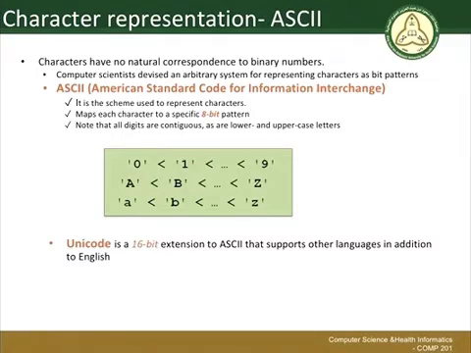Each character in this system will be represented by an 8-bit pattern. If we have 8 bits, we usually call the 8 bits 1 byte. So each letter or each character is represented by a binary code that consists of 8 bits. All the digits are contiguous, as are the lower and uppercase letters.